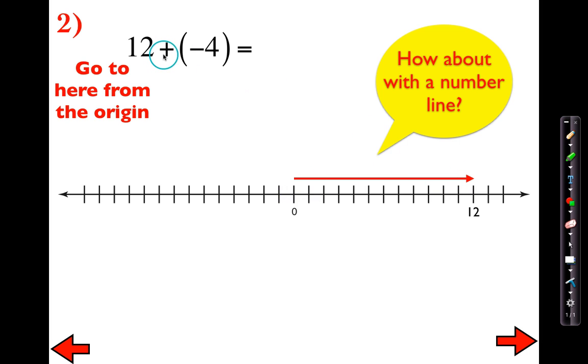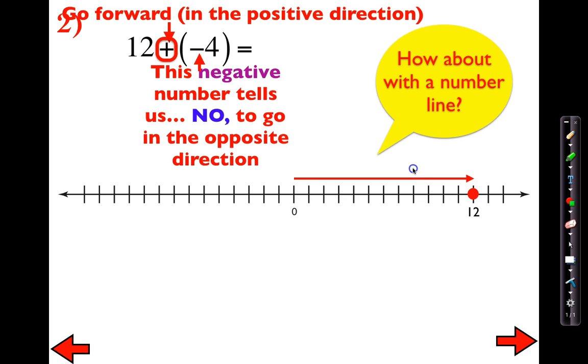This plus tells me I'm going to go forward, but this negative sign says nope, now we're going to go in the opposite direction, which means instead of going forward, I have to go backwards 4. So moving it 1, 2, 3, 4, I'm going to end up here. So where does that leave me? Well, let's count. 1, 2, 3, 4, 5, 6, 7, 8. So my answer is going to be 8.